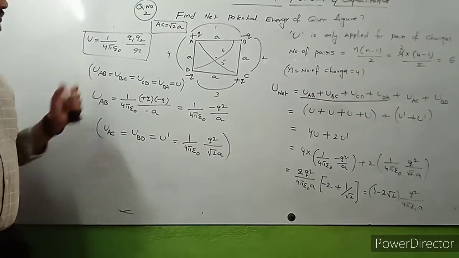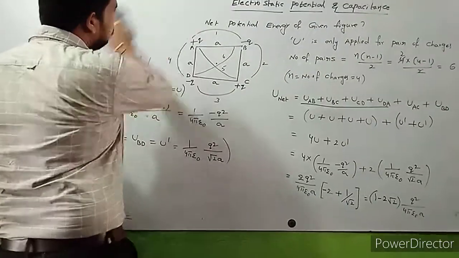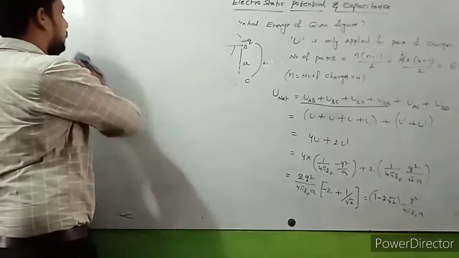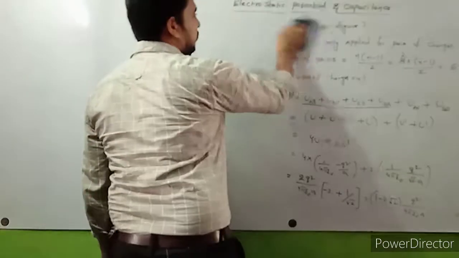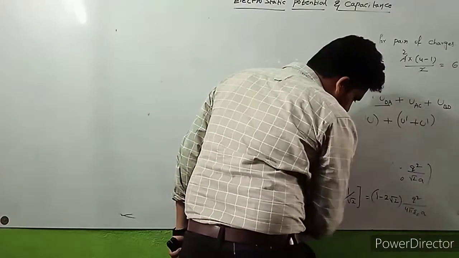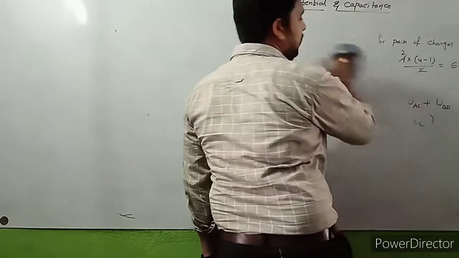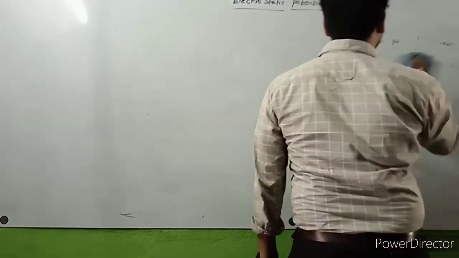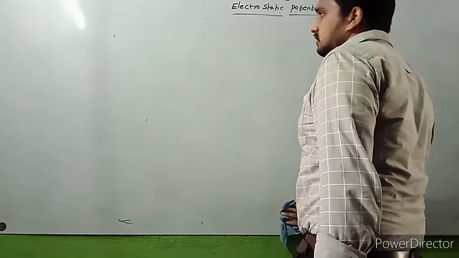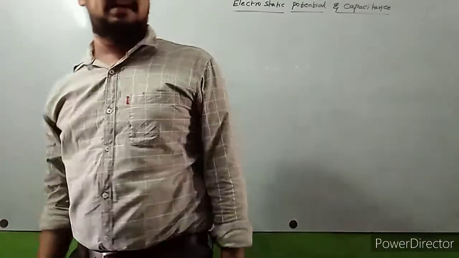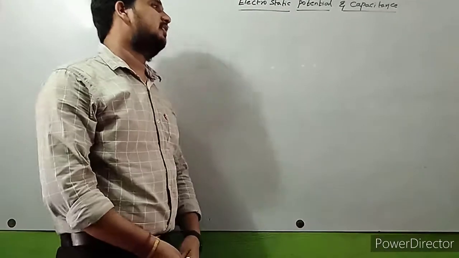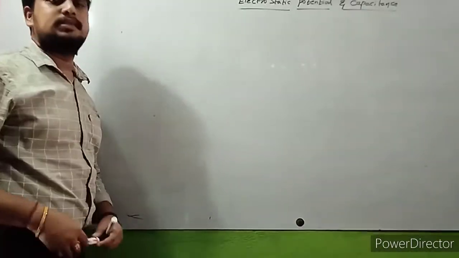I hope that is completed. Now, potential energy can always be applied only to a pair of charges. How to find the number of pairs? If the number of charges is given, how do we find the number of pairs? The formula for the number of pairs is n into n minus 1 by 2.